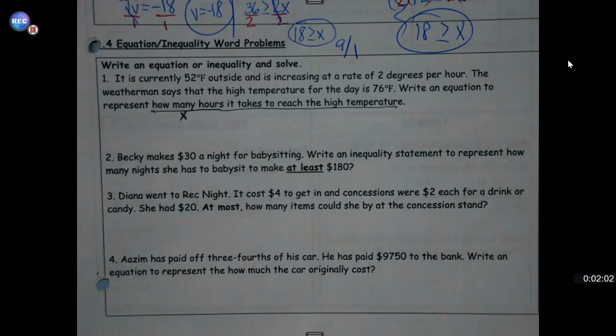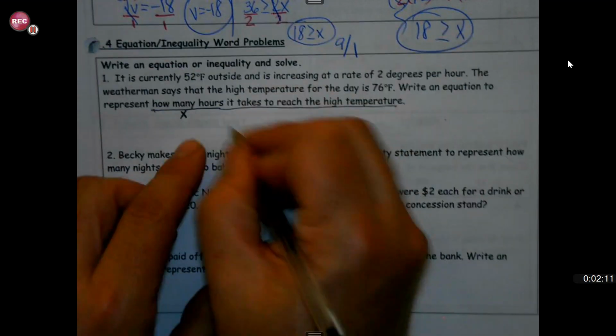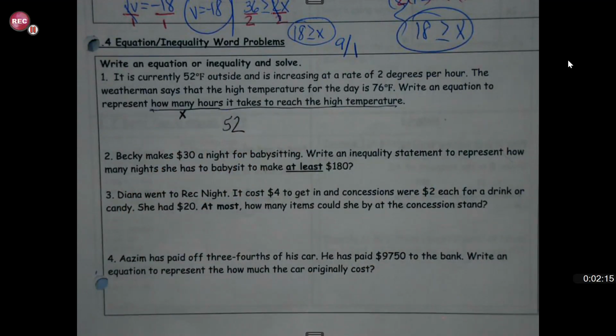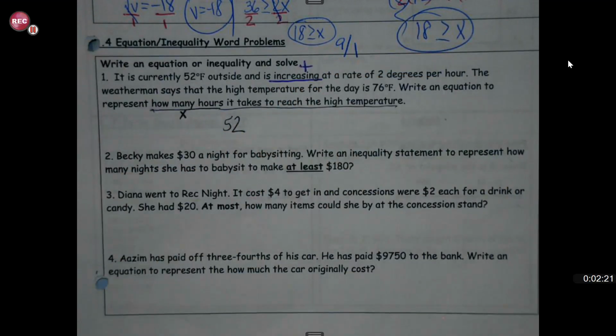You use any variable you want. I just use X because I'm kind of boring sometimes. So, it is currently 52 degrees outside. Now, that didn't say anything special, so I'm just going to write down 52, see where this goes. And is, oh, first key word. Increasing. If we see math words, you're like, well, what if I don't recognize the math words? We've got all those math words on the front page of your note packet. So increasing right there says plus.